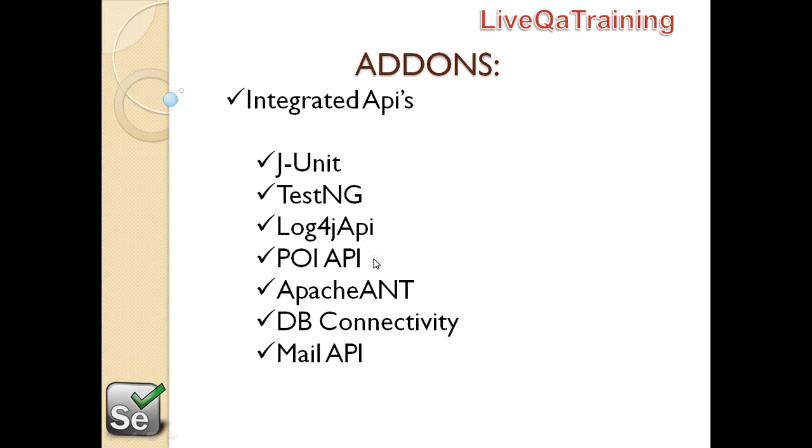And whenever you're doing automation, we need to read data from Excel files. If you want to read data from an Excel file and write data into Excel files, yes, we are going to use the POI API. So like this, we are going to use different APIs to create a complete automation script.